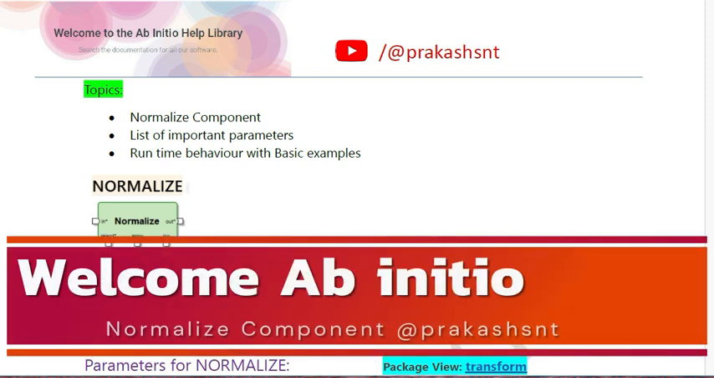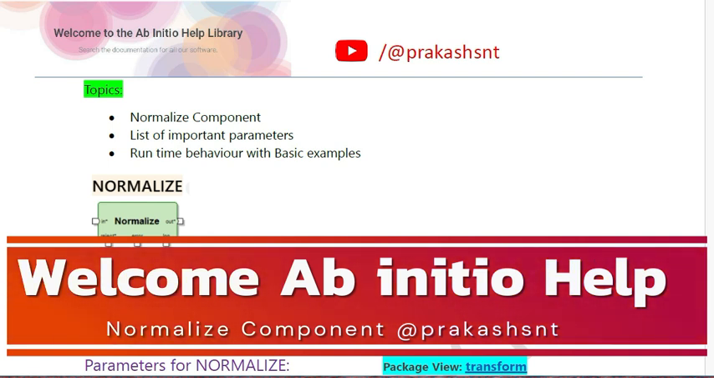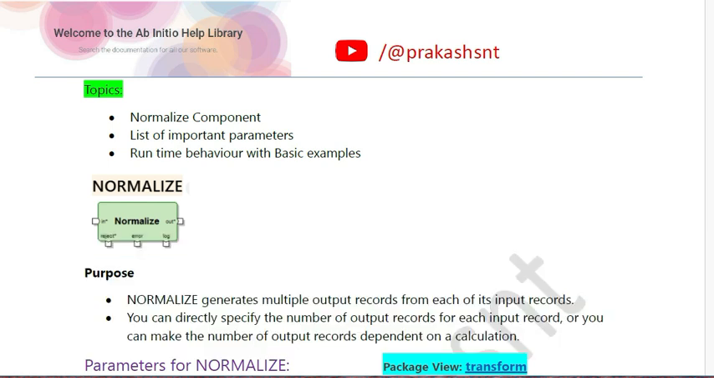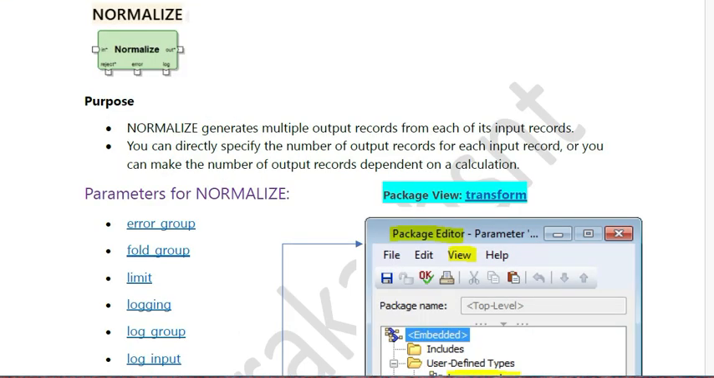In this video, we'll discuss the normalize component. We'll cover when we should use it, some of the important parameters, and runtime behavior with basic examples. We require the normalize component whenever we have to generate multiple records from one record.